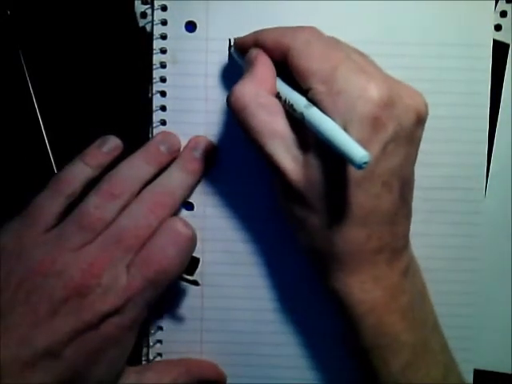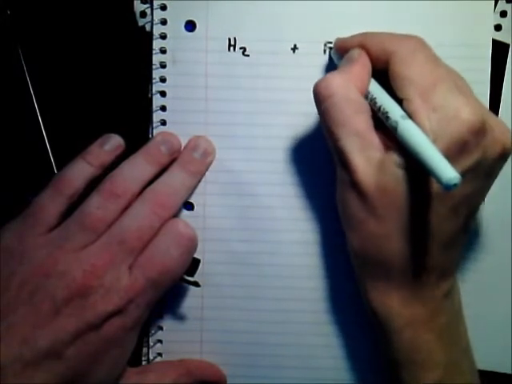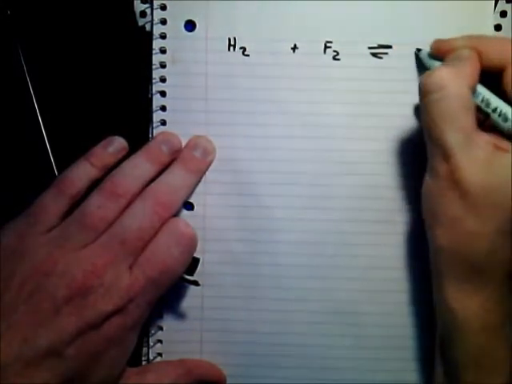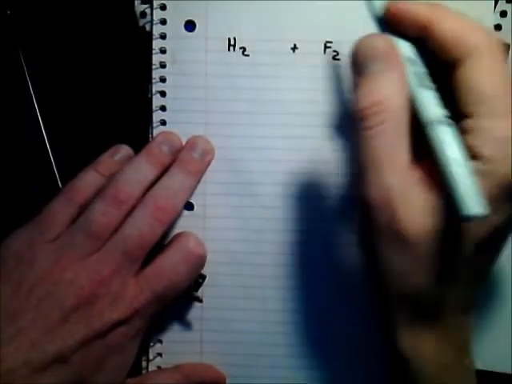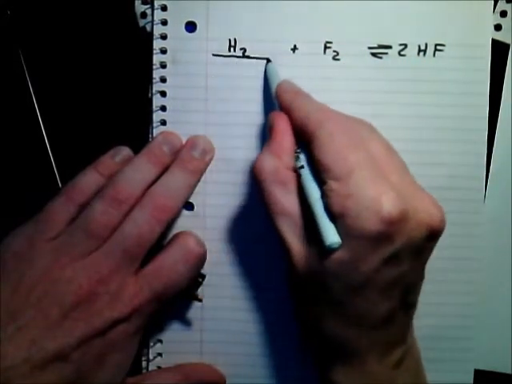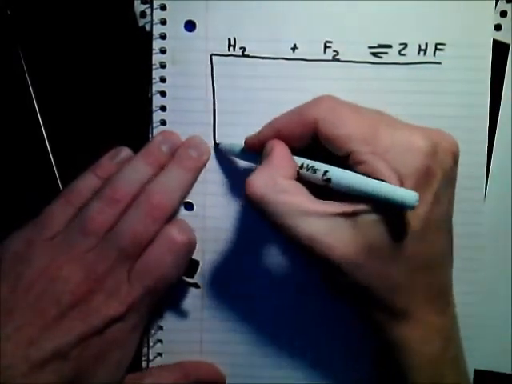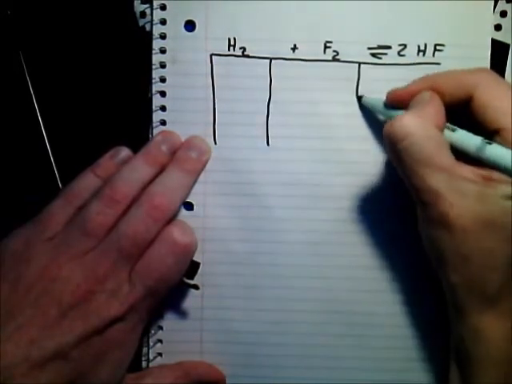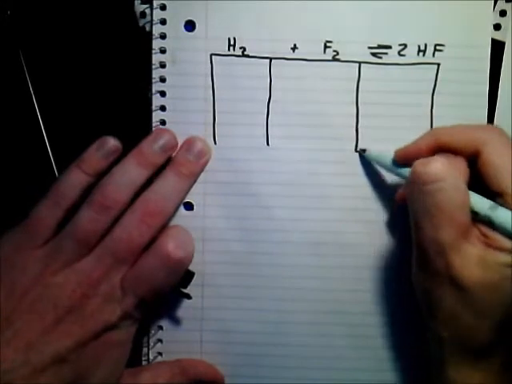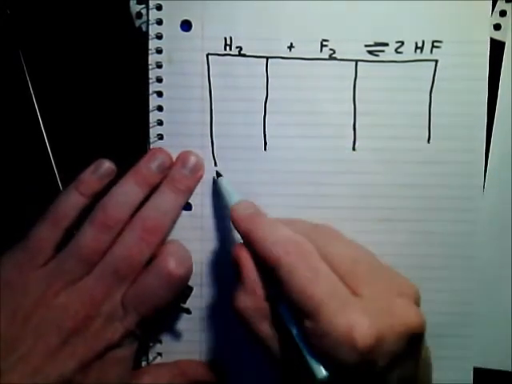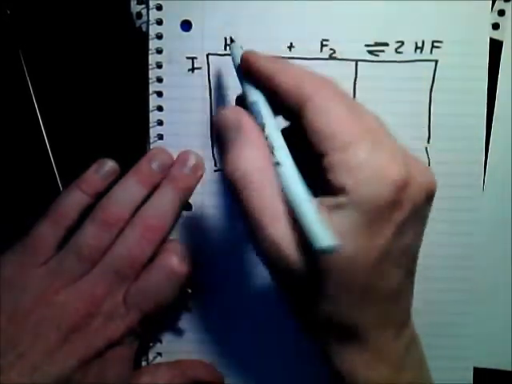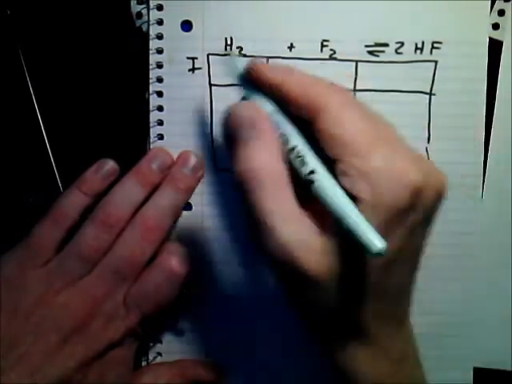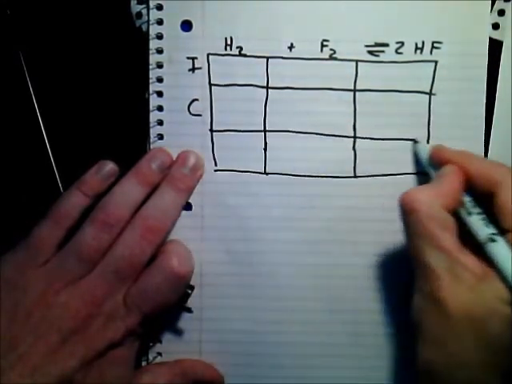We have to be able to write this equation. Hydrogen gas, remember Mr. Brinkelhoff. Fluorine gas, remember Mr. Brinkelhoff. Hydrogen fluoride would be just that. Hydrogen's +1, fluorine's -1. Put a 2 in front of it to balance it. And then we make our ICE table, something like this. Remember, ICE stands for initial, change and equilibrium.